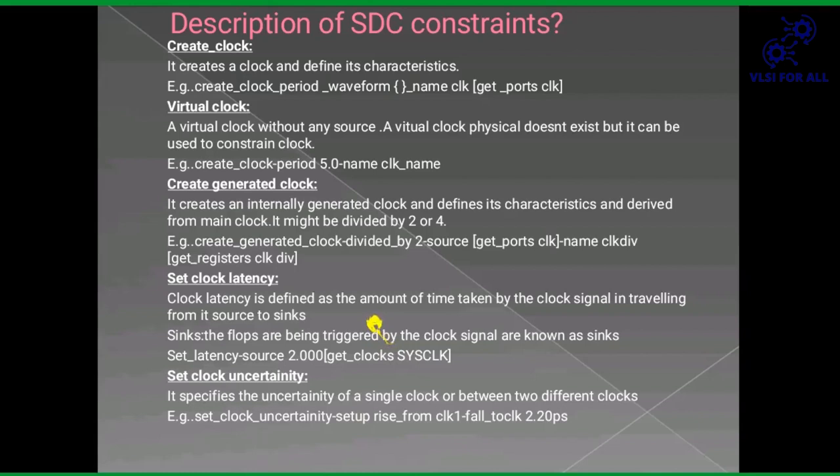So how do we use that command? create_clock, then period. Here we mention the clock period, because we will have a clock period that we should mention. Next, waveform. Next, the name of the clock. In an industrial level or product based company, each and every clock has a particular name, so that name we should mention. And get_ports clock: the clock name should be mentioned. This is how we use create clock.